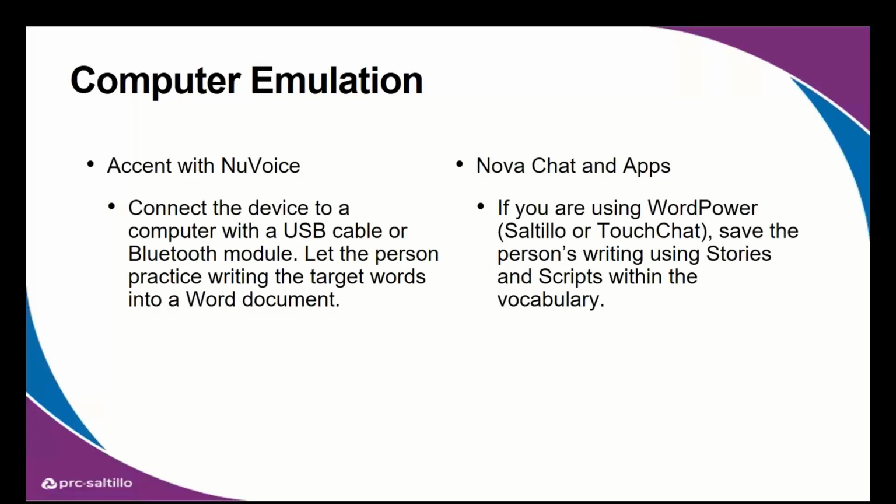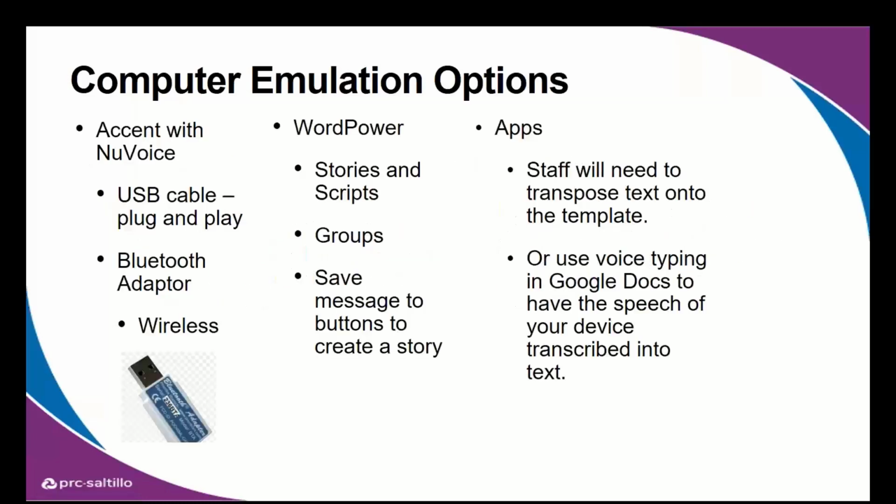NovaChat has something called Stories and Scripts, and you can use that as well. All right, so that's what the USB adapter looks like, and this allows you to go wireless with Bluetooth. And then you have Stories and Scripts. You can save messages to buttons when you're using Word Power, and if you're using apps, you can either transpose the text into that template, or you can use voice typing with Google Docs. So kind of cool. All right.